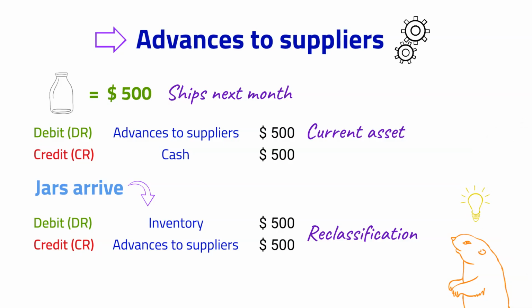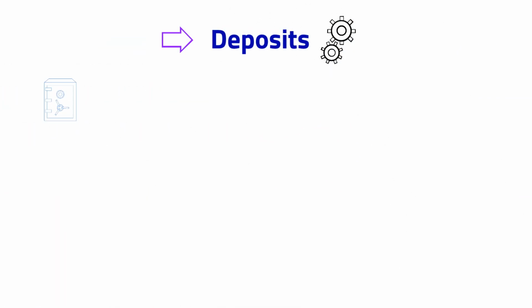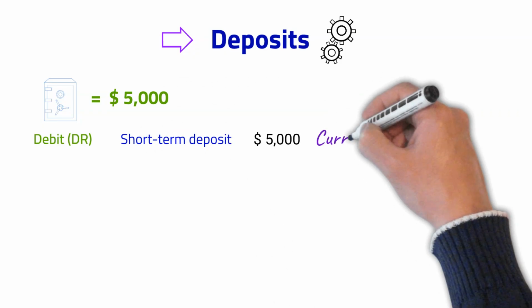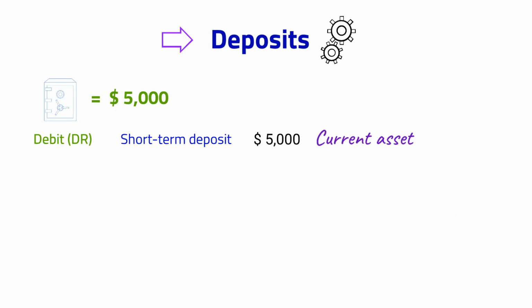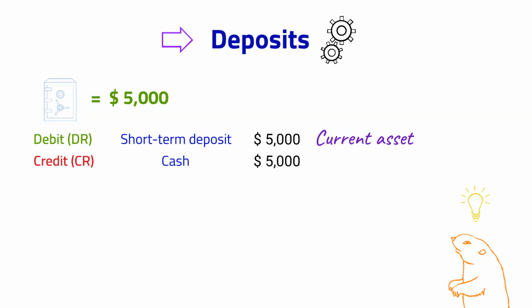Now a short-term deposit, not a cash equivalent. We park $5,000 in a 6 months term deposit. It is liquid, but longer than our cash equivalent policy. The journal entries would be debit short-term deposit, other current assets 5,000, credit cash 5,000. When the deposit expires, we reverse the entry and move it back to cash.